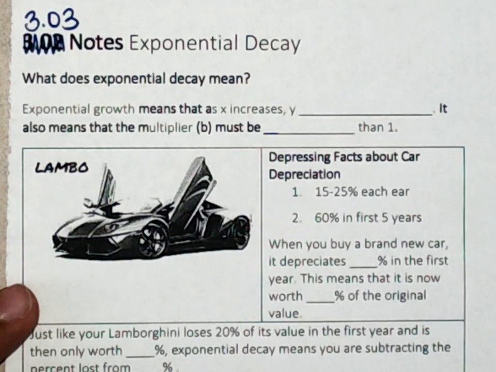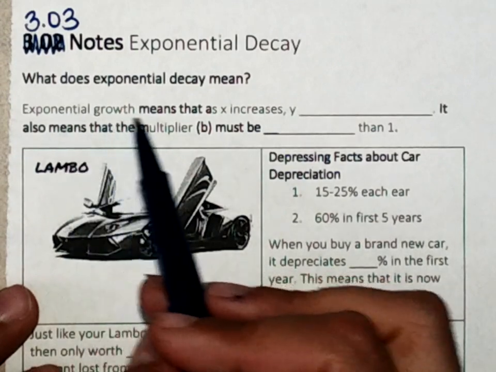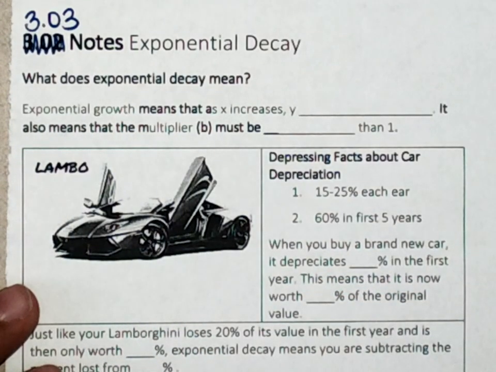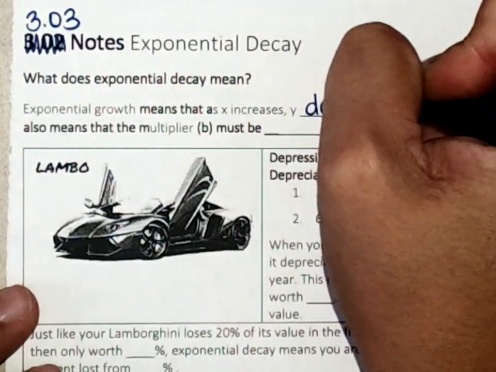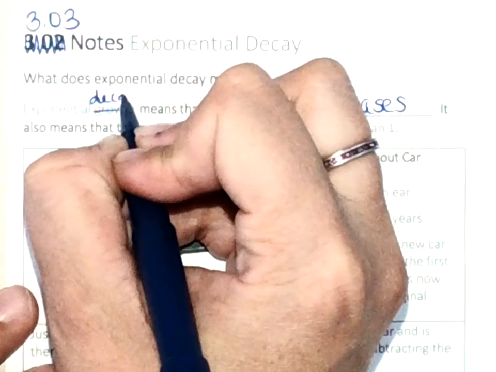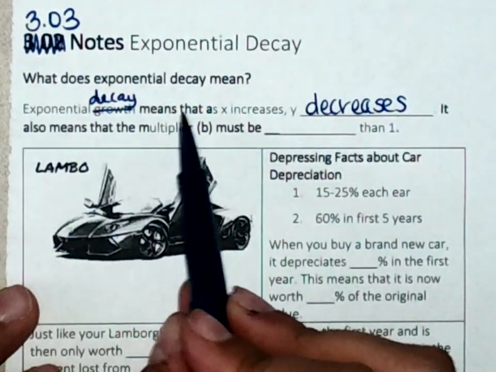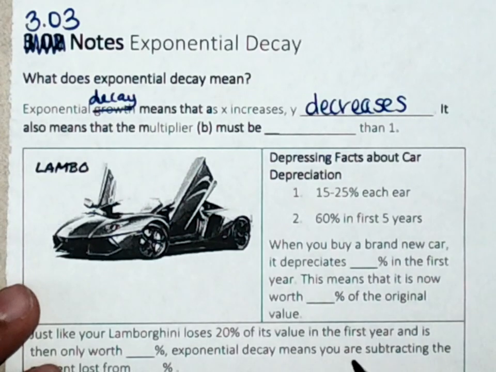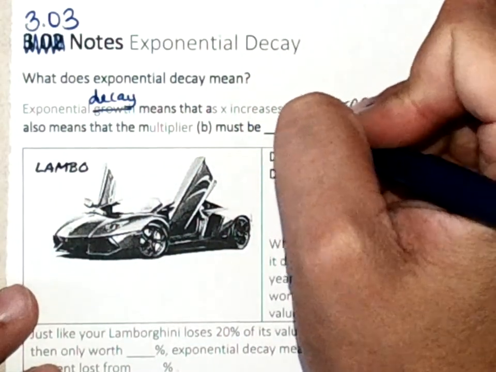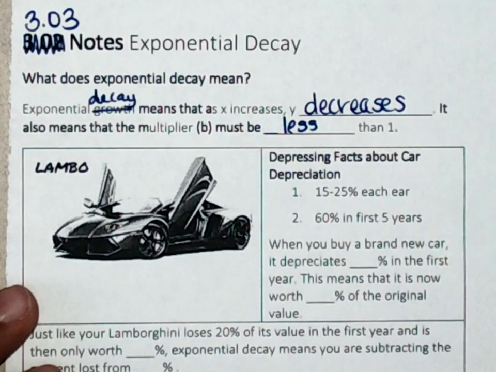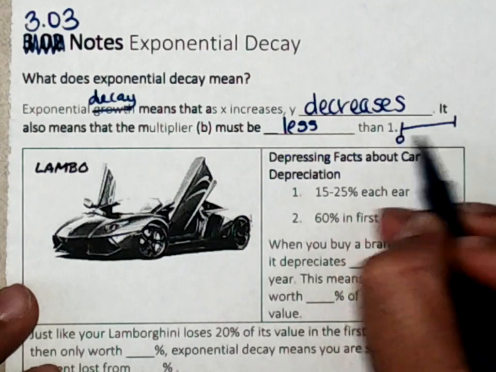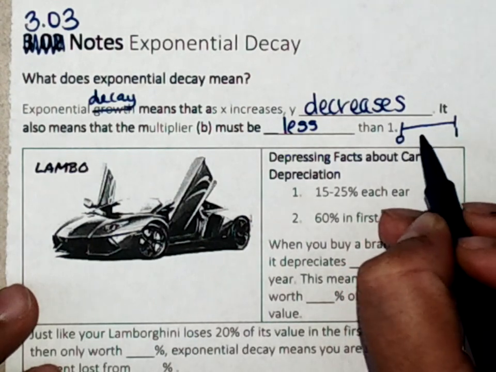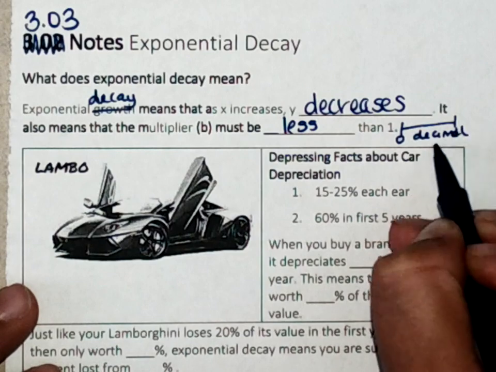In these notes, we are going to be talking about exponential decay. Exponential growth means that as x increases, y decreases. I'm sorry, that should say decay. So exponential decay means that as x increases, y decreases. It also means that the multiplier must be less than 1. Less than 1 is anything between 0 and 1. So that means a decimal or a fraction.